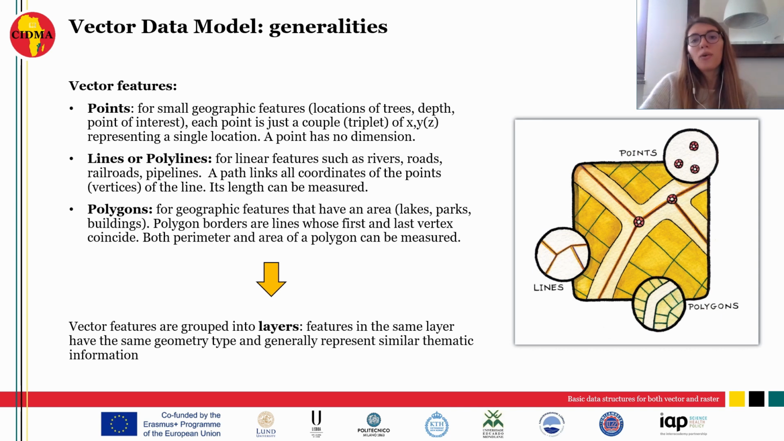Finally, all these features that I have mentioned can be separately grouped into different layers. Each layer will contain features of the same geometry type, and each layer will represent a particular thematic information. For example, here in the figure, I could take all the lines representing the streets, and if I group them into a layer, this layer will be the one that will store the information about the streets.